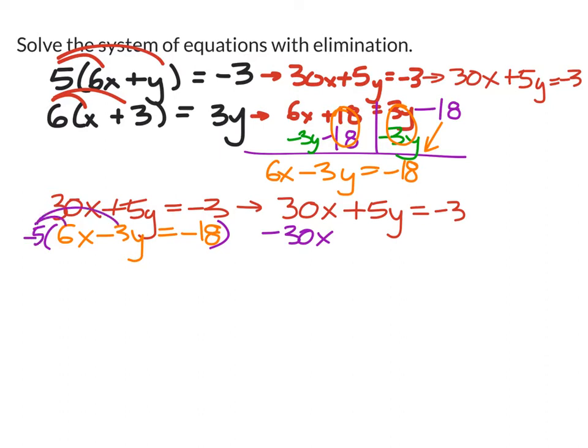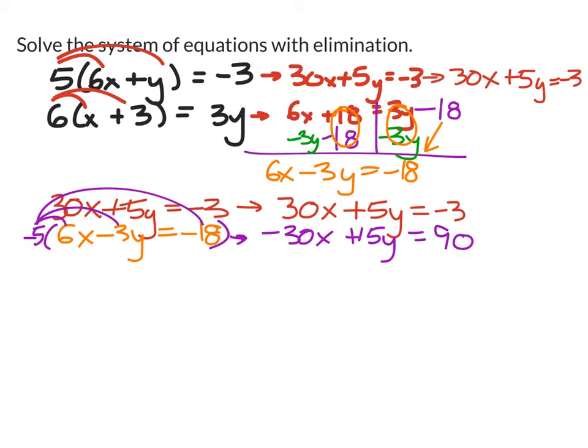Okay, and I've got to distribute that not only to this one term, but to all 3. So negative 5 groups of 6x is the negative 30x, which we have in purple. And this is kind of transforming it. Negative 5 groups of negative 3y is positive 15y's. And this should equal negative 5 groups of negative 18, which comes out, I believe, to positive 90 right there.